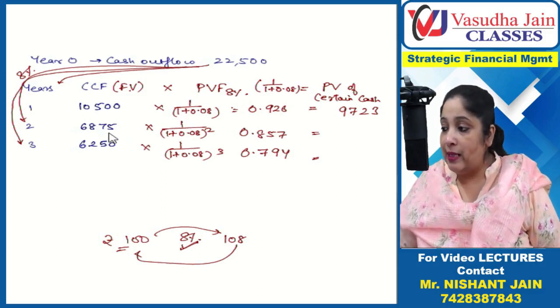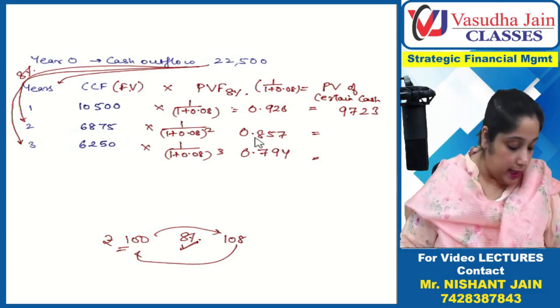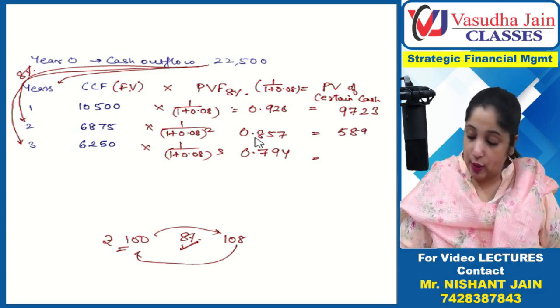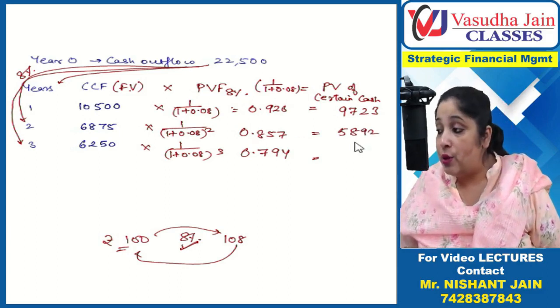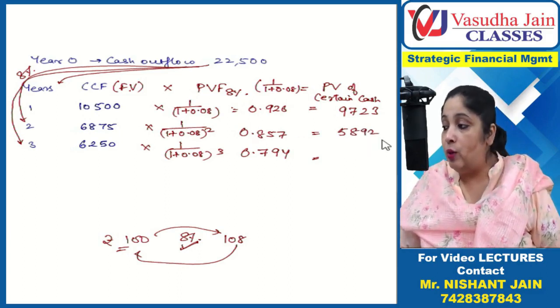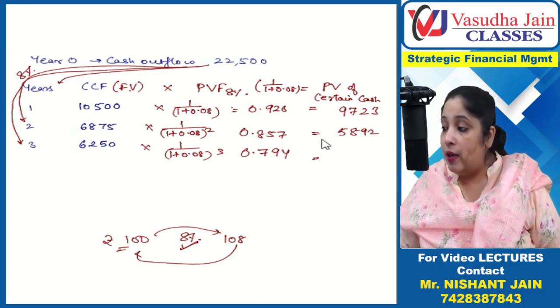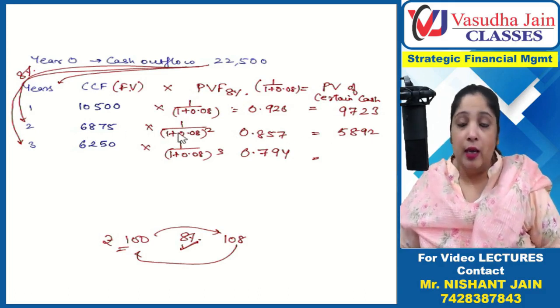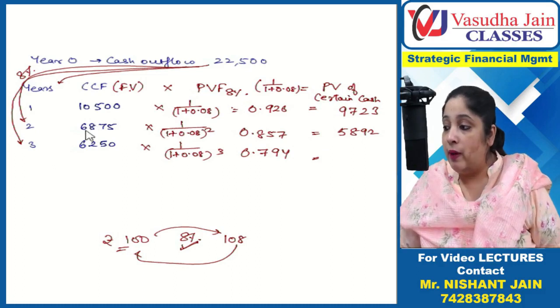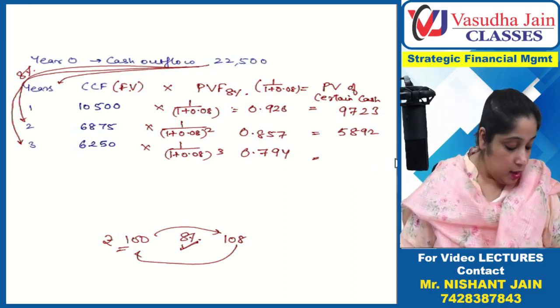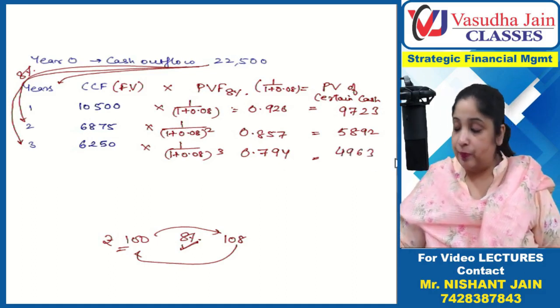Now if we multiply 6875 with this figure, we get 5892. What does this mean? That if you invest 5892 today, after 2 years, if the rate of increasing money is 8%, it will become 6875. Now 6250 into 0.794 comes out to be 4963.